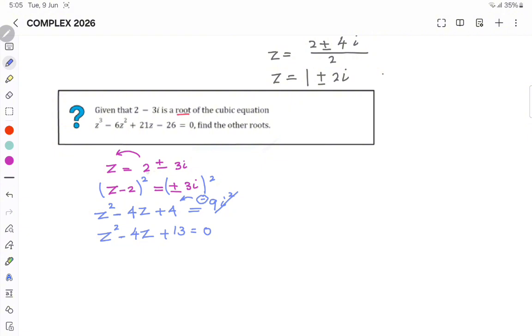So since 2 plus or minus 3i is a root of that equation, that means the cubic equation is divisible by that quadratic equation. What's the meaning of divisible, mister? When we divide, we get 0 as remainder. So now just divide that. The cubic equation, it's z cubed minus 6z squared plus 21z minus 26 divided by the quadratic equation z squared minus 4z plus 13.